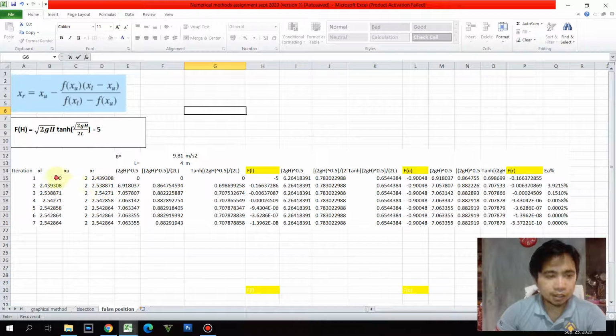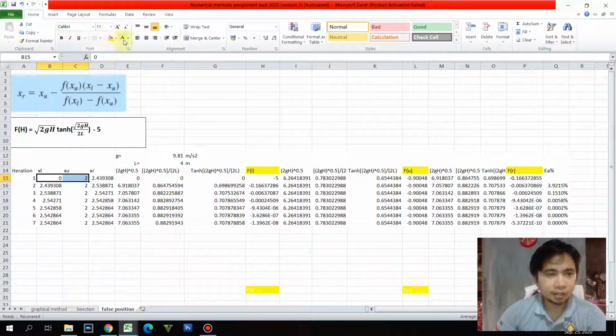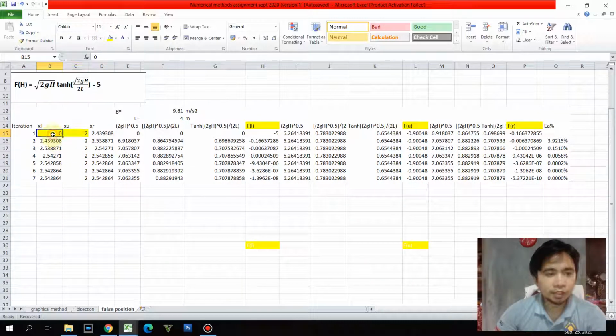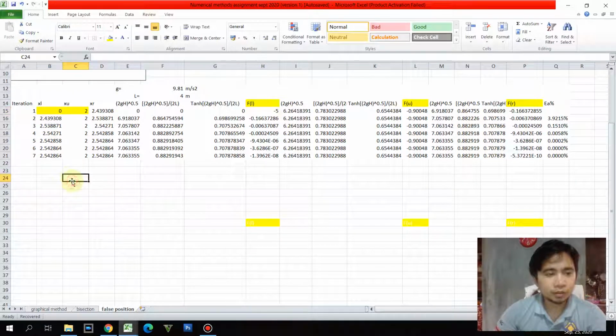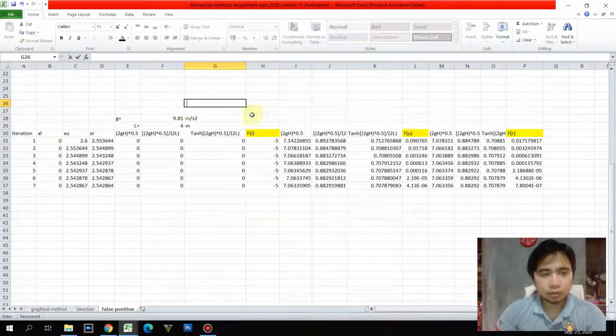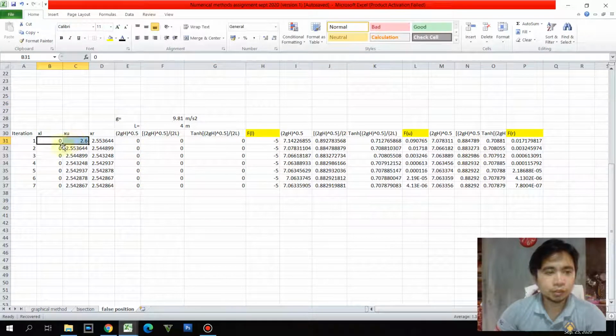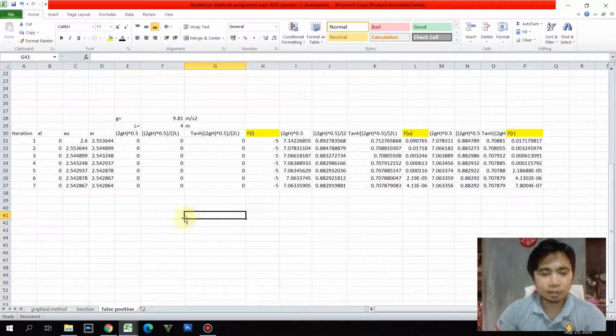That is setting up xl and xu from 0 to 2. So even though you have set these values from 0 to 2, your equation reflected a value that is greater than this. Even if you are going to change your xl and xu, it will always suggest that the value is 2.542. So I think this is for the false position, and thank you for listening.